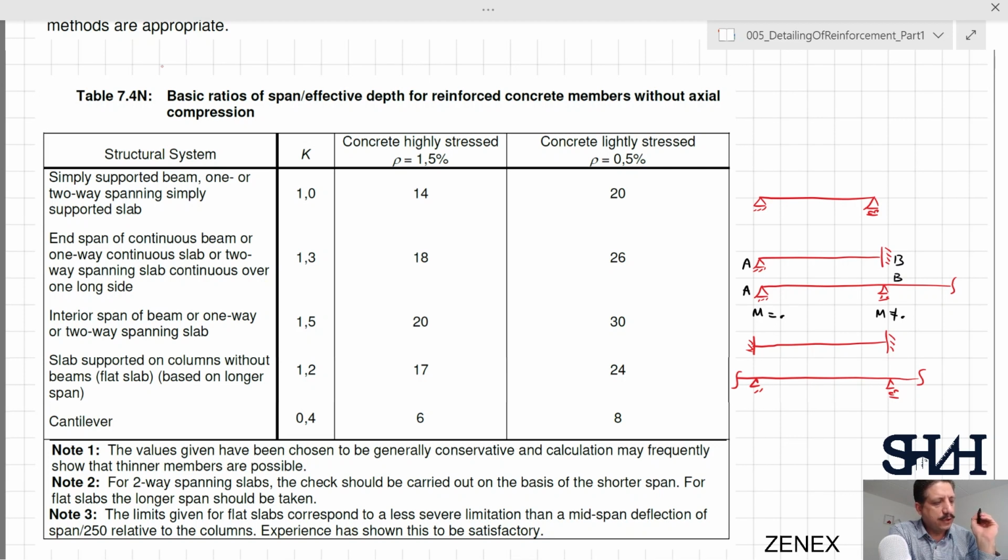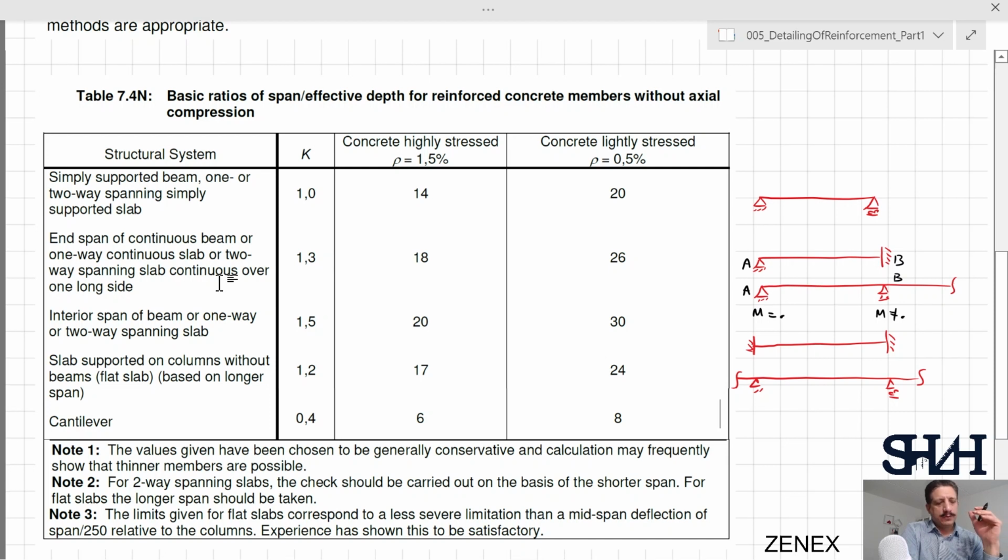A slab supported on columns without beams. It's very clear if we have slabs connected to or supported on columns without any beams, then we can use that one, and the other one is cantilever. And here we can see we have two columns, concrete highly stressed, where rho is 1.5%, and the other one is rho equals 0.5%.